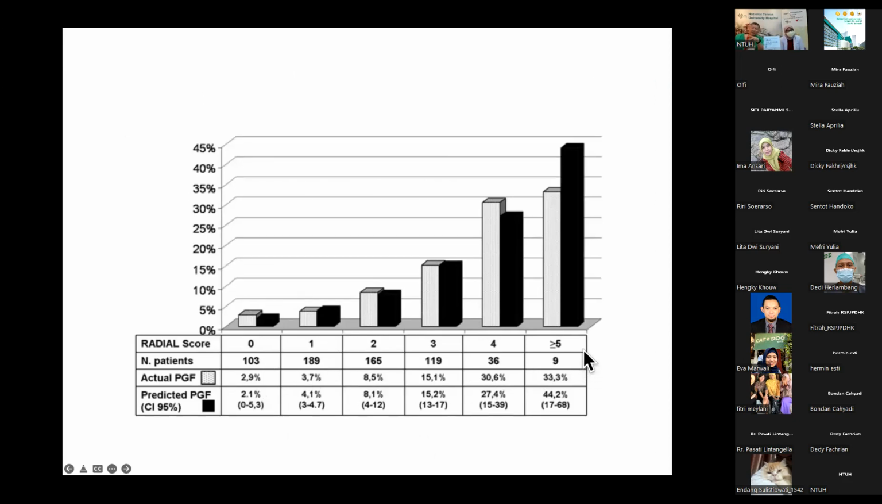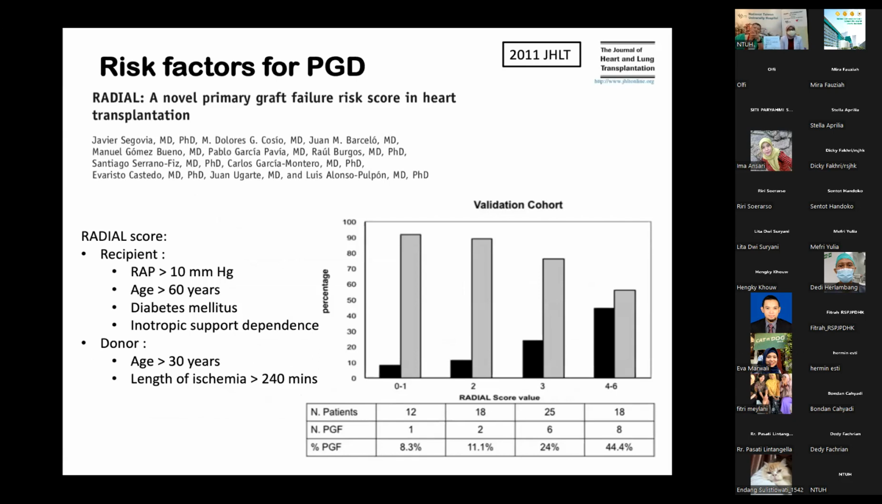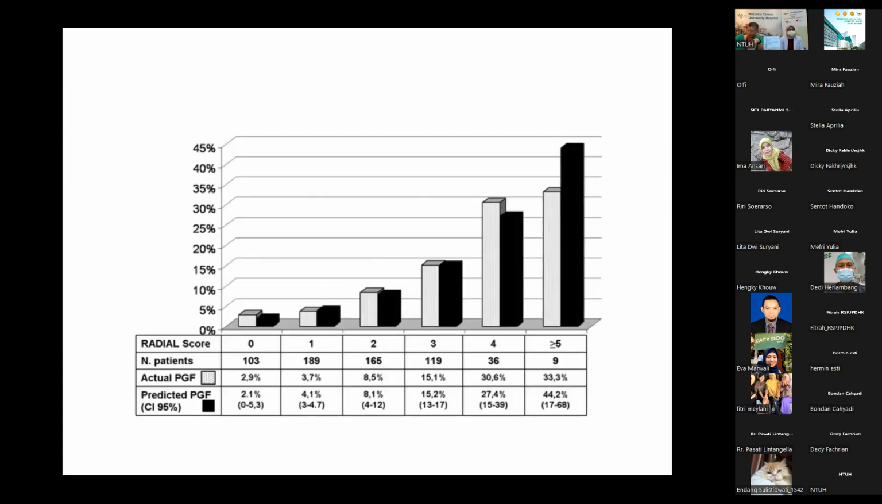Anyway, he said, if there are all 6 factors, the primary graft failure incidence is 1/3. If 0, primary graft failure was 2.9. Okay. So you can prove it's fine. Or the validation data show it's correct. So this is only a simple score. If you have this problem, you may say, okay, you will have a high risk. Don't worry about it, just do it.